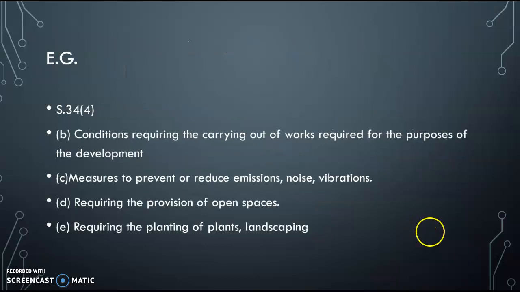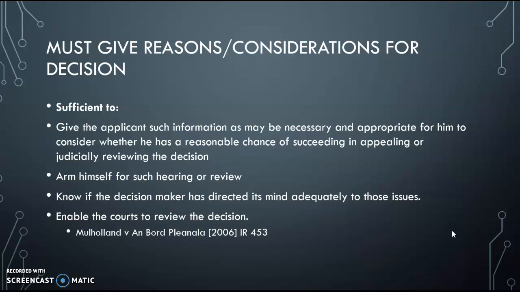And there's guidance on the conditions. So some of the examples of conditions that can be given are conditions requiring the carrying out of works, measures to prevent or reduce emissions, noise or vibration. So trees are often used to screen noise from other developments. Requiring the provision of open spaces, so that's a common one in housing estate developments. Requiring the planting of plants, landscaping, that's also common in housing estate developments.